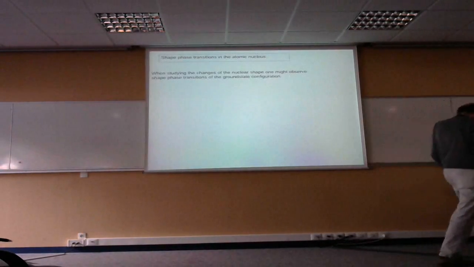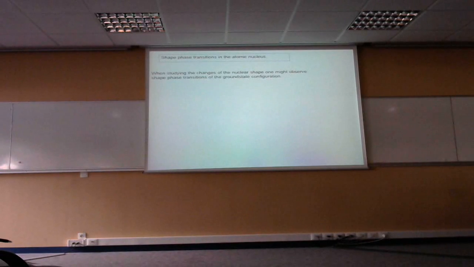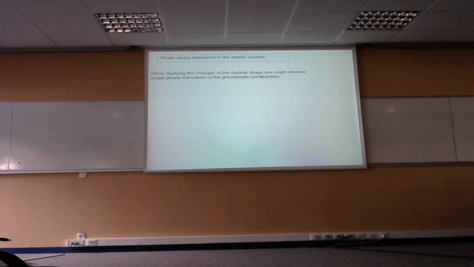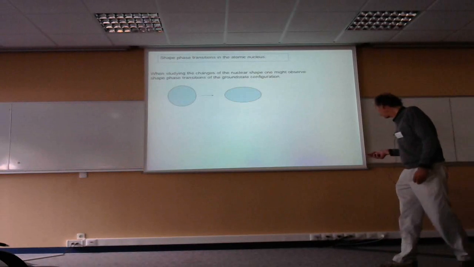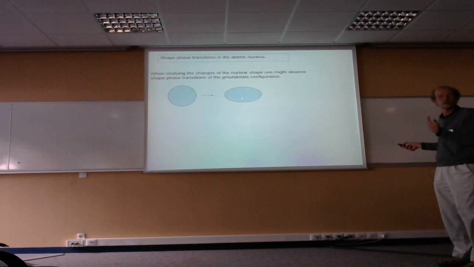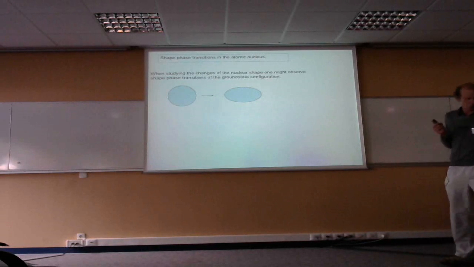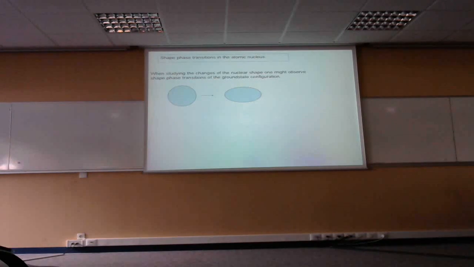Now, shape change in atomic nuclei is a little bit complicated compared to solid state physics. How can we observe shape phase transitions in the atomic nucleus? We can look at the deformation of the ground state. If we have a spherical nucleus, then we have no deformation of the ground state. However, if we have a rotational nucleus, then we will have a prolate or an oblate spheroid form for the deformation of the nucleus.